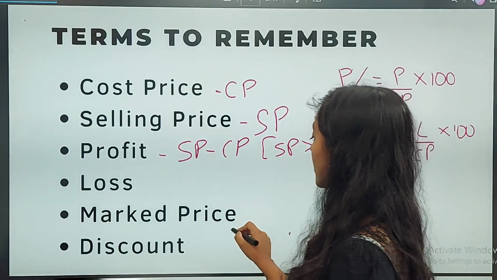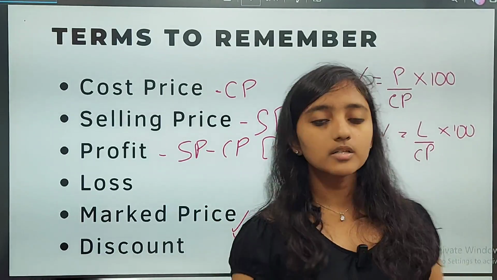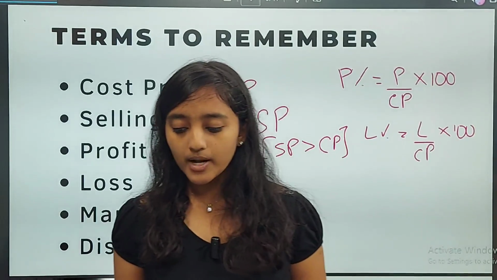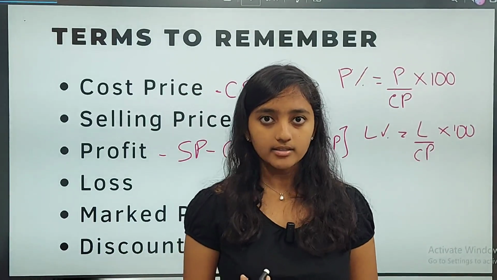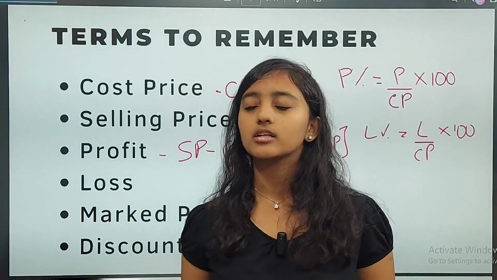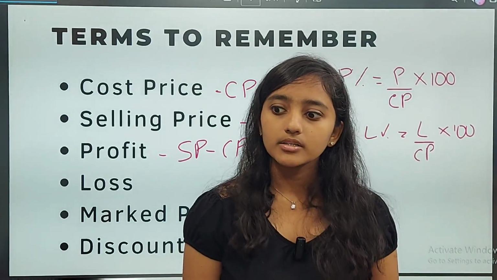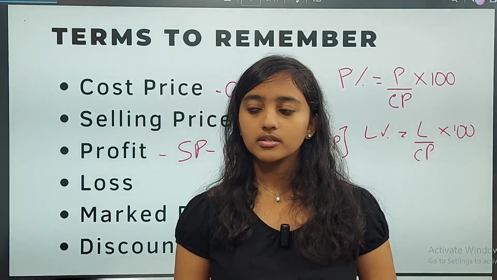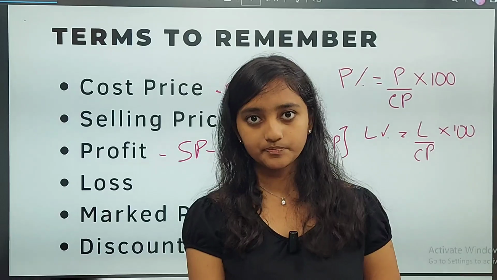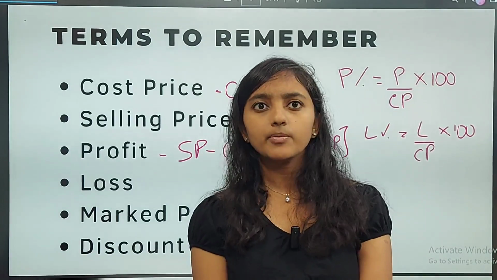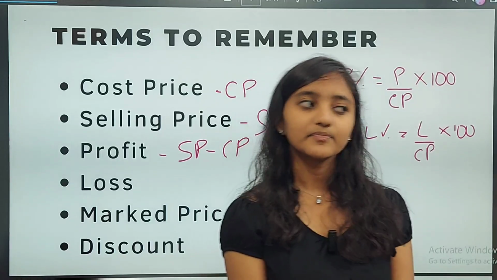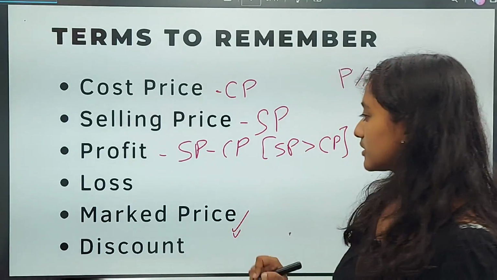Next is marked price. Marked price is like quoted price, right? The price of an article excluding tax is known as marked price. That is the price marked for a particular article. For example, that soap is sold for 30 rupees. That is the marked price of that particular article. Marked price need not be the selling price, right? So that is the marked price.